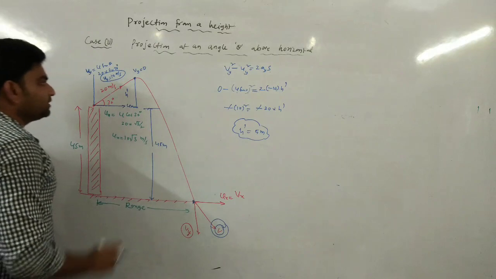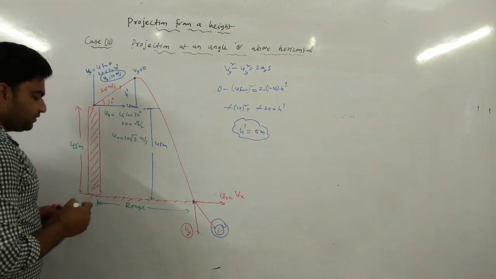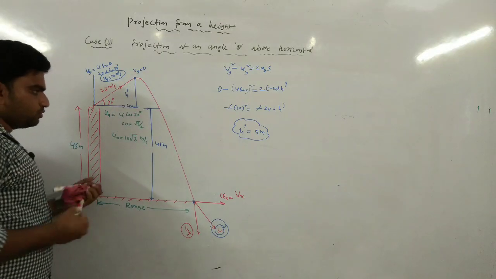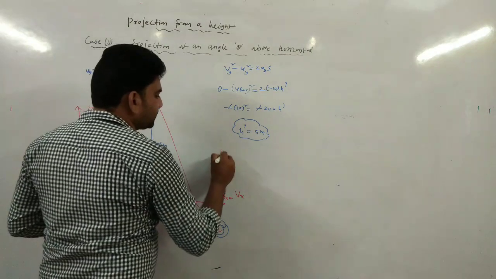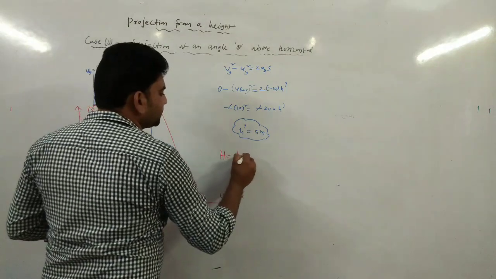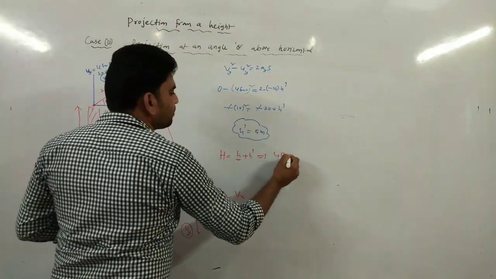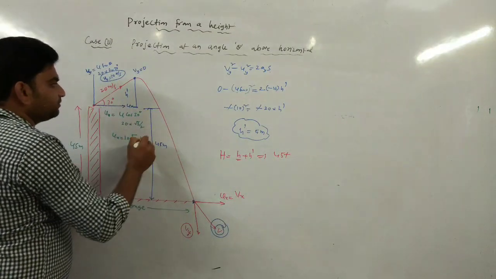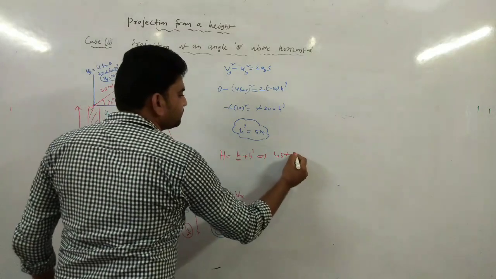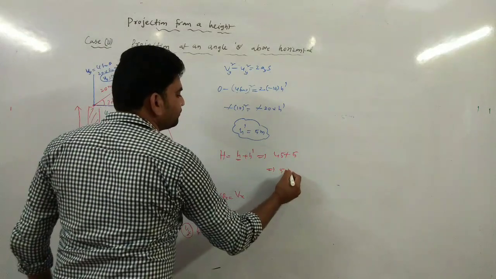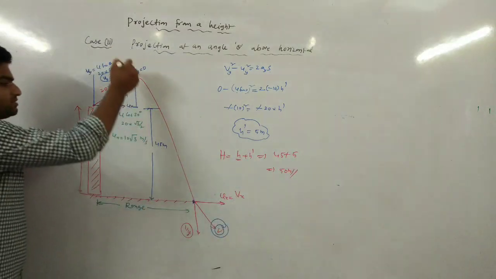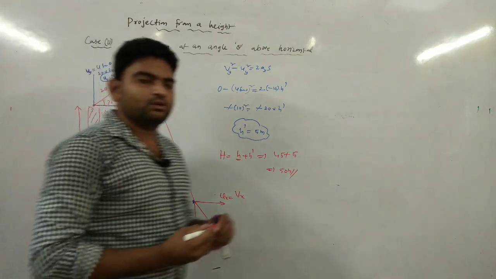As I want to calculate the total height, the maximum height from the ground, my maximum height becomes capital H, which is nothing but h plus h dash. H we already got, that is 45, because this height is 45, and h dash is 5, and finally it becomes what? 50 meters. The total maximum height is what? 50 meters from the ground.